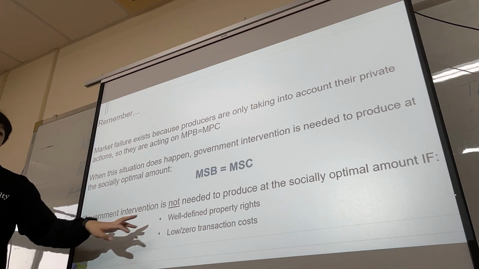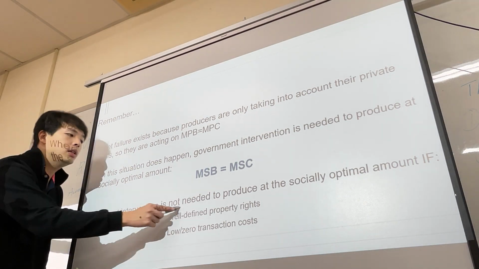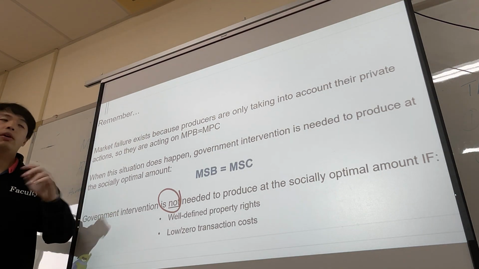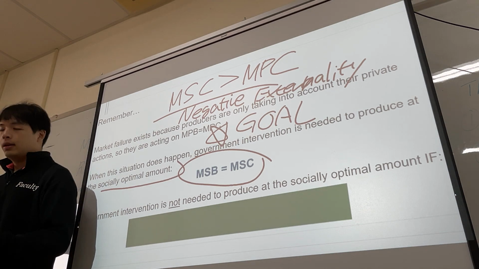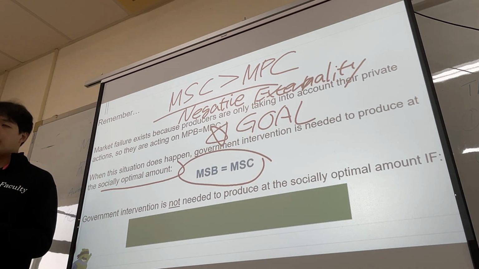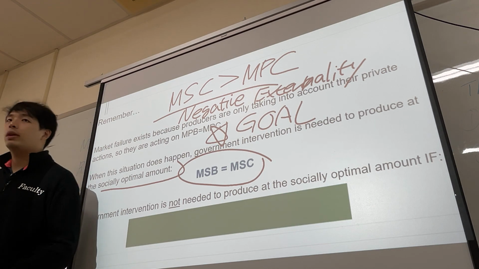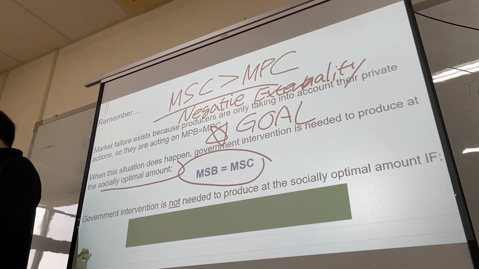Well, actually, if you have a well-defined property, if this is yours, then the government doesn't need to get involved in this situation. Yeah, that's right. Are we good? But then the government can just take the land. But you own the land. If you make your land dirty, that's not the government's problem. That's your problem, right? That's yours. That's why we have well-defined property. Okay, makes sense?